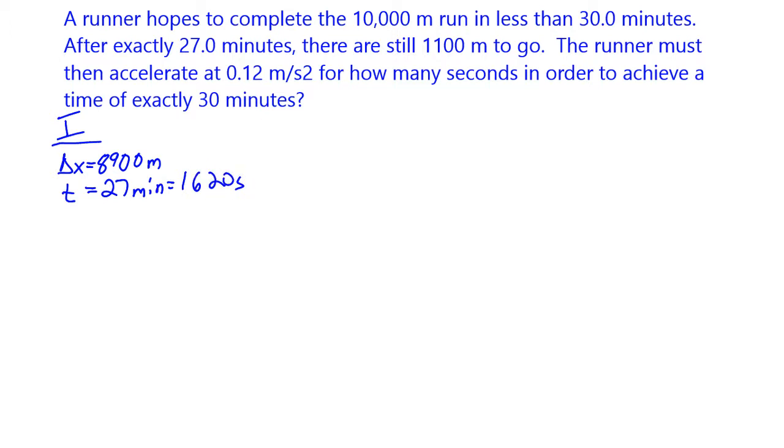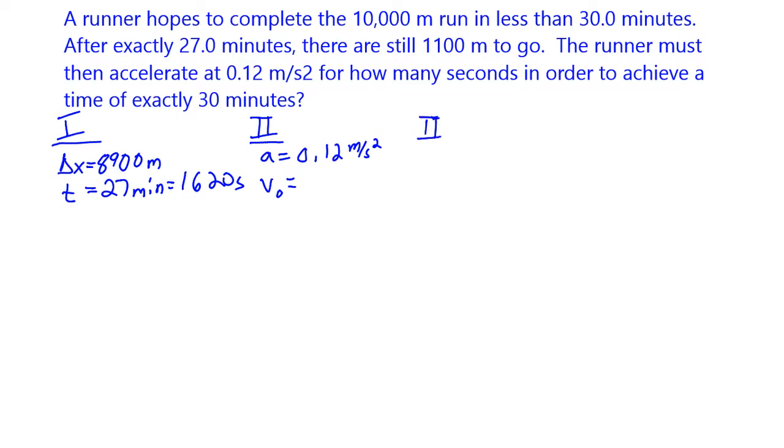So part 2 is when the runner is going to be accelerating at this rate to some speed. So we know a for that equals 0.12 meters per second squared, and that's all we really know about that part. We'll know the initial velocity. We can find that from part 1.